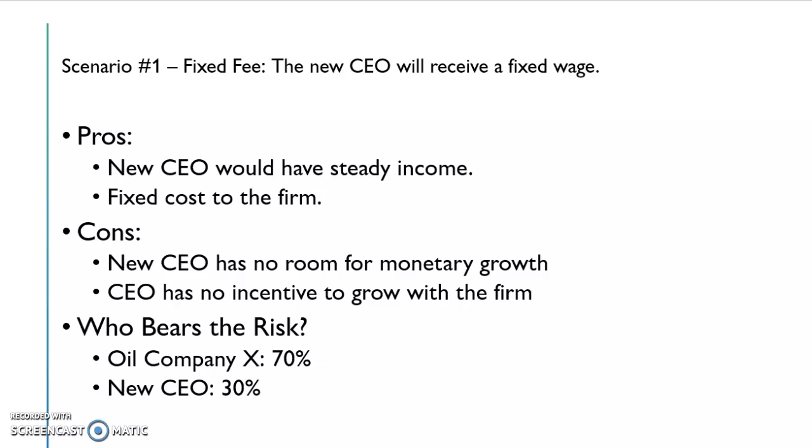So who bears the risk? We break it up here. The oil company is at about 70%. They do assume most of the risk because they risk losing the CEO due to a lack of room for growth in the company, as well as no hope for the CEO to make more money. This would then hinder the production of the company and deter them from working on bigger, riskier projects that will not have a return on investment.